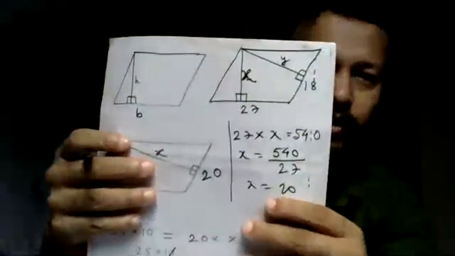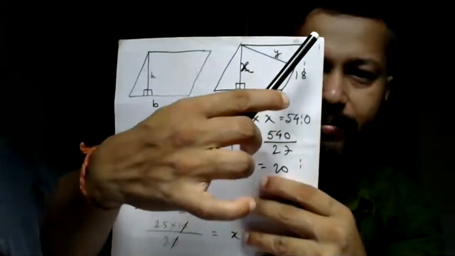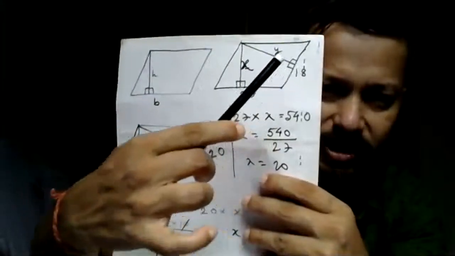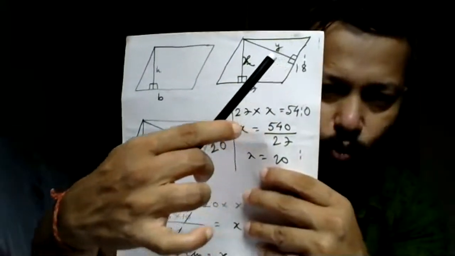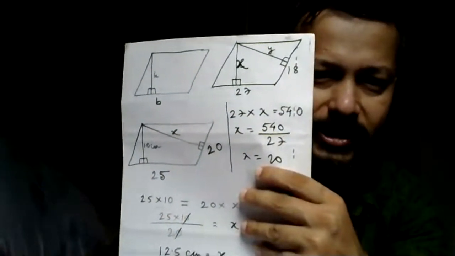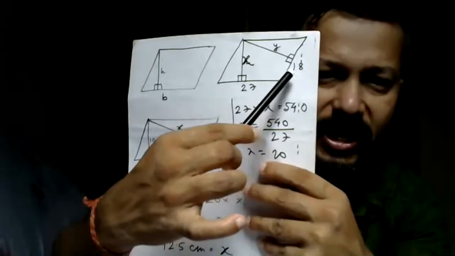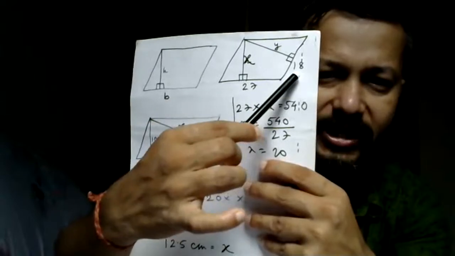See, when 18 is the base, this is the base, then this is the height. Let y be the height. Try to understand, all of you. When 18 is the base, then y is the height. What formula can I write? Base into height. Base is 18 and height is y. So base into height, 18 into y.